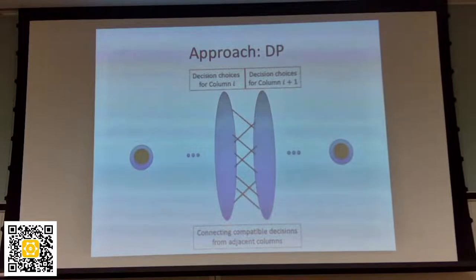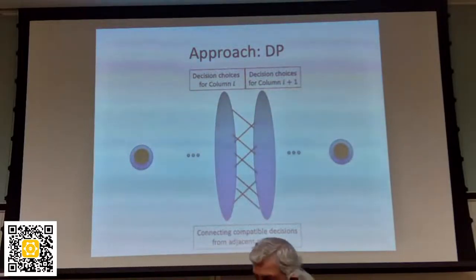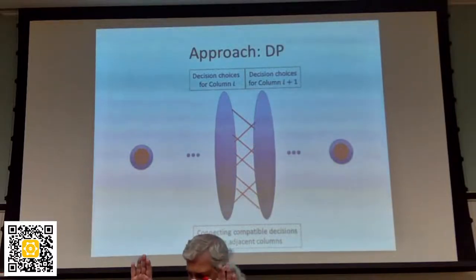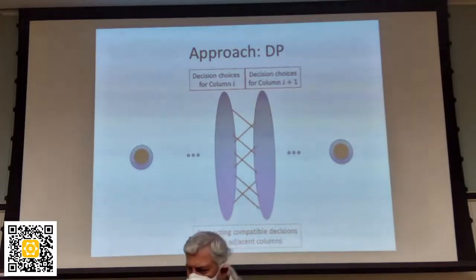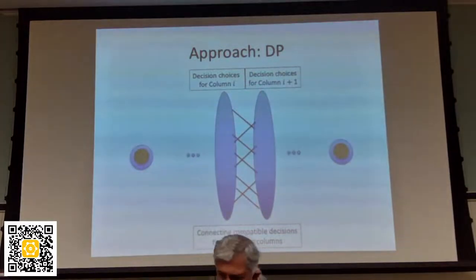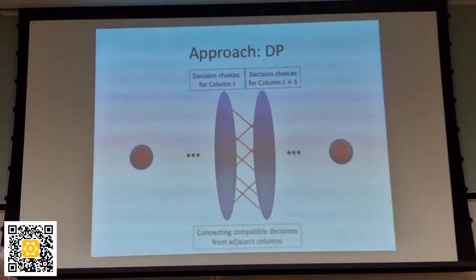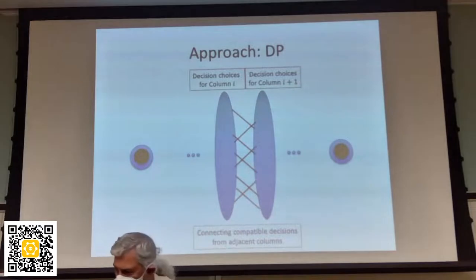What is compatible here? I guess we look at the diagonals, and if they satisfy the number constraints. That's right. Remember, if you have 2 sets of cells next to each other in column I and column I plus 1, in between there are a bunch of constraints that were introduced to you by the numbers that were written there. And those numbers better be satisfied, otherwise I'm not going to connect those 2 choices.